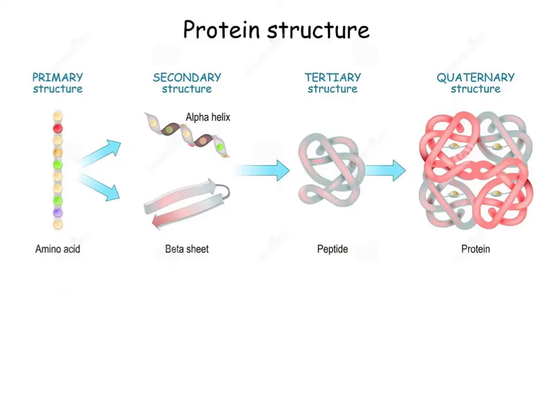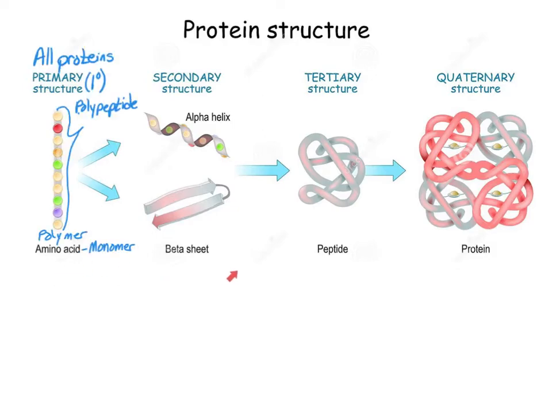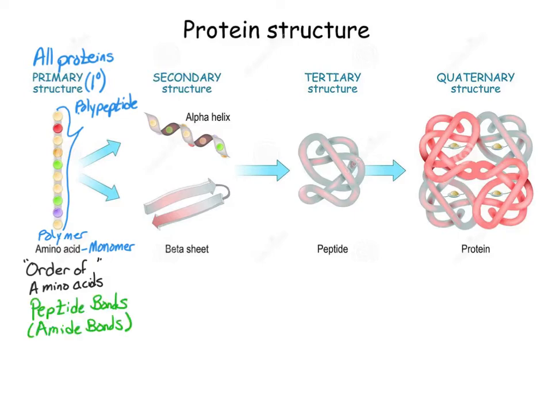Since my drawing skills leave a little something to be desired, I thought I would show you what it looks like with some computer graphics. So this is our primary structure, and primary structure is the order of amino acids, and it is held together by very, very strong peptide bonds, which is a type of amide linkage.